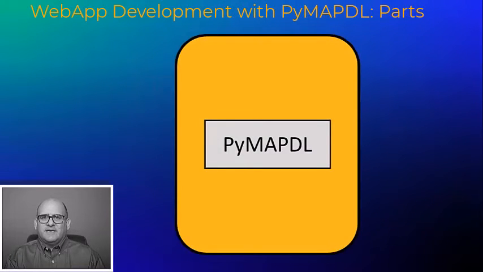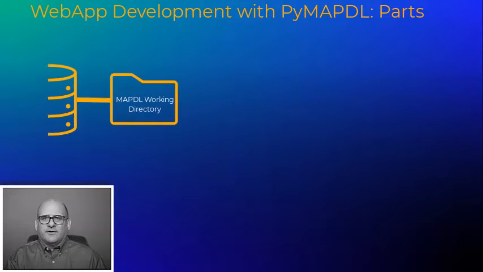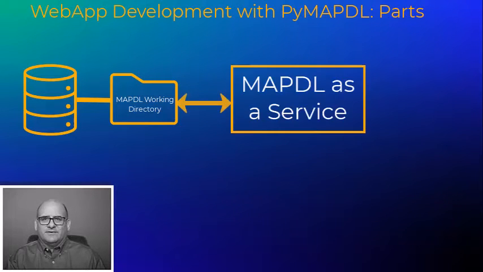Next up is PyMAPDL and the three parts that will always need to be addressed. The first part is the MAPDL working directory, where MAPDL keeps files during the solve process. We will need to keep in mind that either an existing folder should be used and cleaned up after use, or a new temporary folder created, then properly deleted after use.